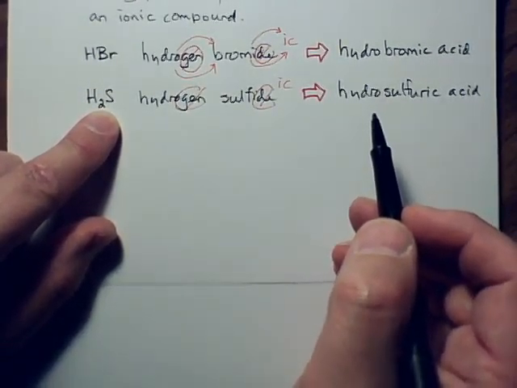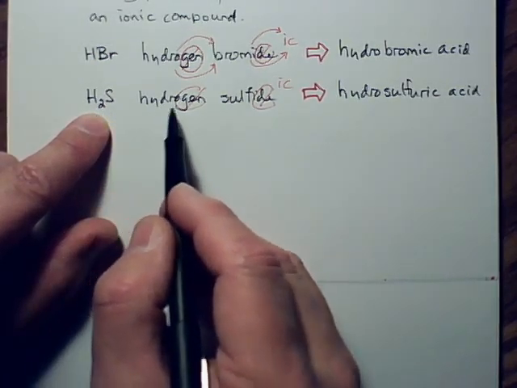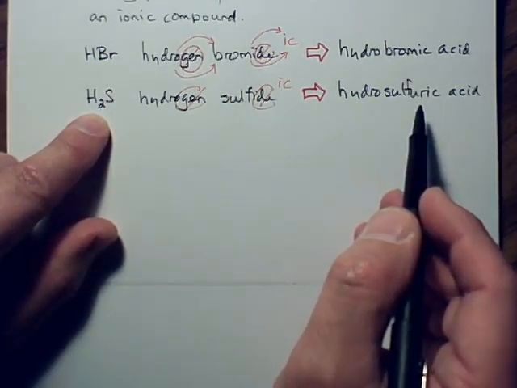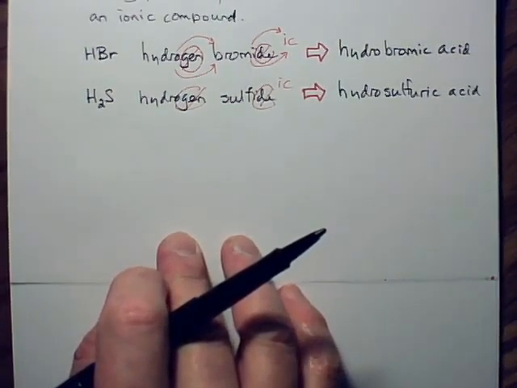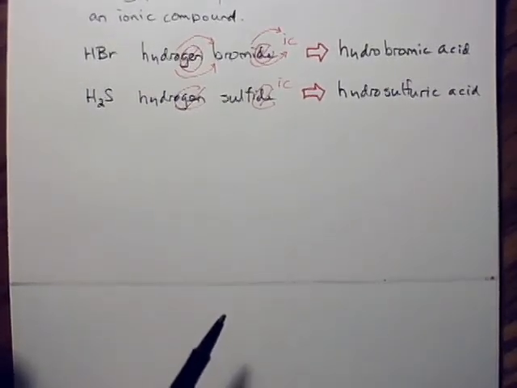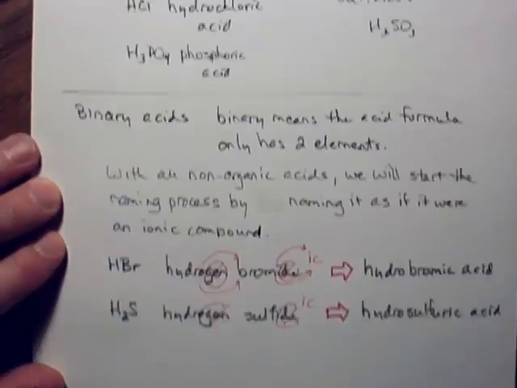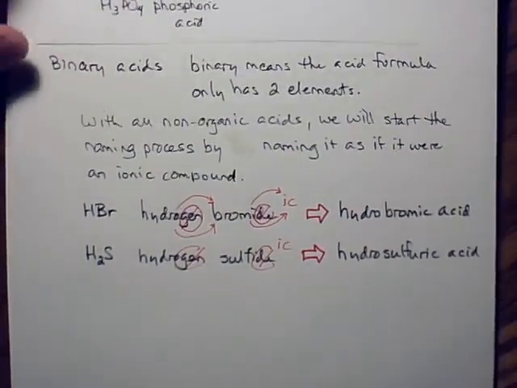Put the what in there? The 2 isn't included in the ionic name. It isn't included in the acid name. Okay? When we're naming ionic compounds, we don't use prefixes. The prefixes are reserved for covalent compounds. So we're naming acids? Yes, we're naming acids. That's what it says right up here. Organic, non-organic acids.